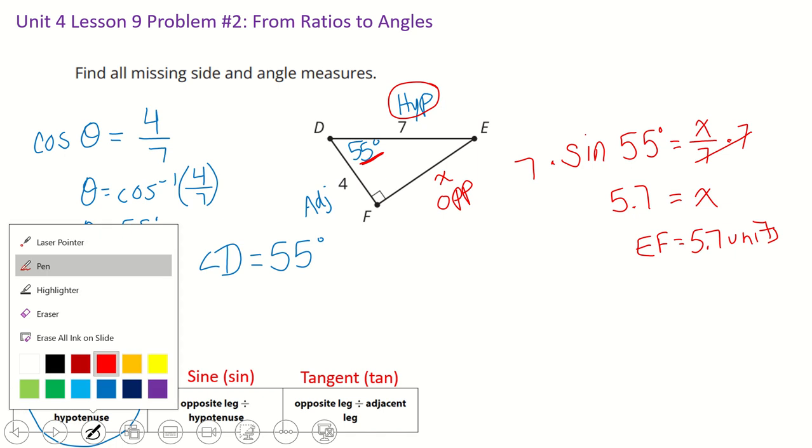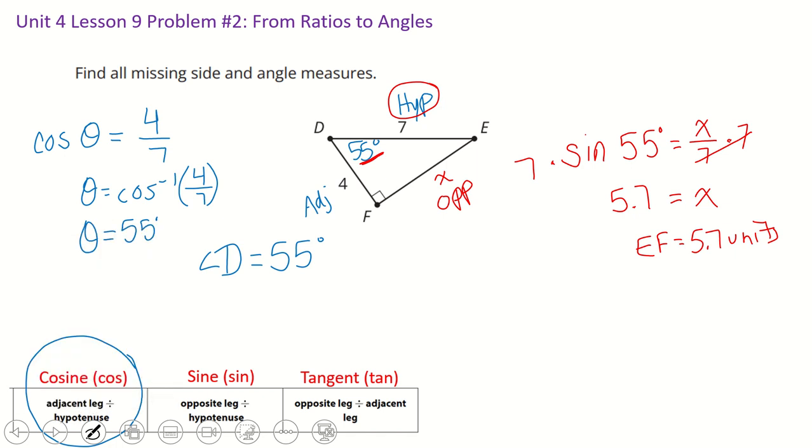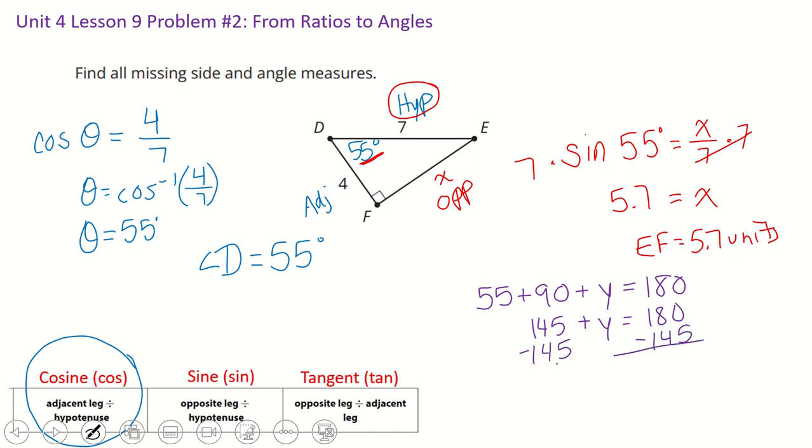Okay, last thing I'm going to use is my triangle sum theorem. I know all 3 of these angles inside the triangle must add up to 180 degrees. So I'm going to do 55 plus 90, which is going to give me 145 equals 180. And then I'm going to subtract 145 from each side, and I see that angle E is going to be 35 degrees.